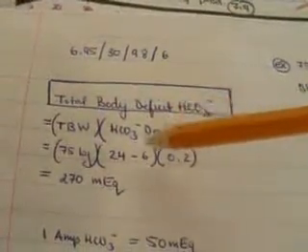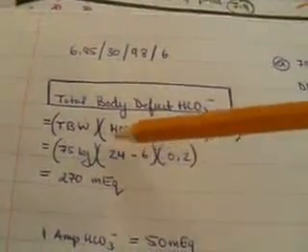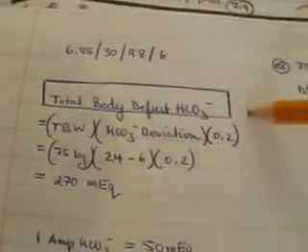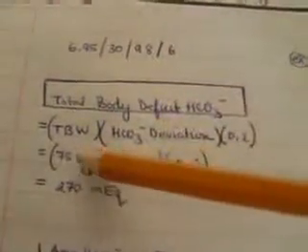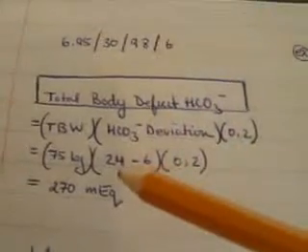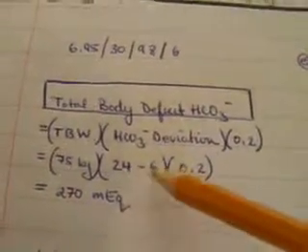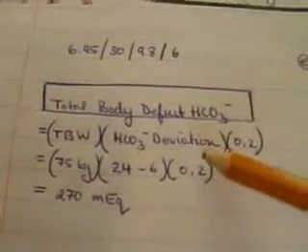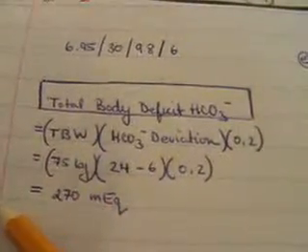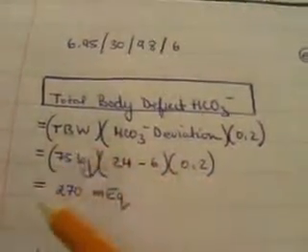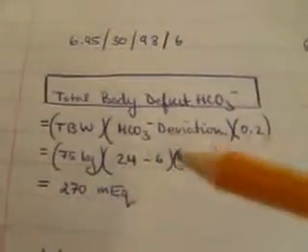And we can calculate the total body deficit of bicarb using the equation of total body weight in kilograms multiplied by the bicarb deviation from normal, which is normally 24 milliequivalents per liter, multiplied by the fraction of extracellular fluid, which is 20%. Taking our example, the 75 kilogram patient multiplied by the deviation from normal, which is 24 minus 6, multiplied by 0.2, which is the fraction of the extracellular fluid. We can say that the patient has a deficit of 270 milliequivalents of bicarb.